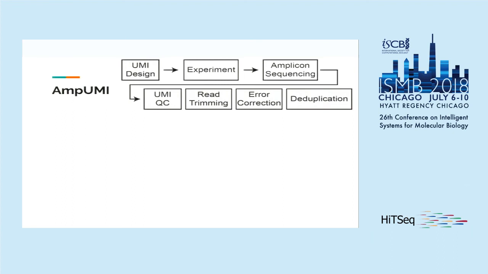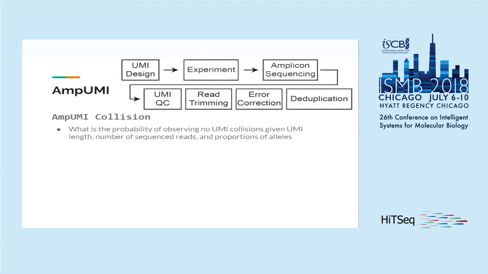There's basically three main commands, the first of which is UMI collision, which answers the question, what is the probability of observing no UMI collisions, given this UMI length, the number of sequenced reads, and the proportion of alleles? The second command is UMI distortion, which, if you're less interested in the number of collisions, but mostly interested in how this UMI length will affect my allelic fraction, you can use to calculate that.